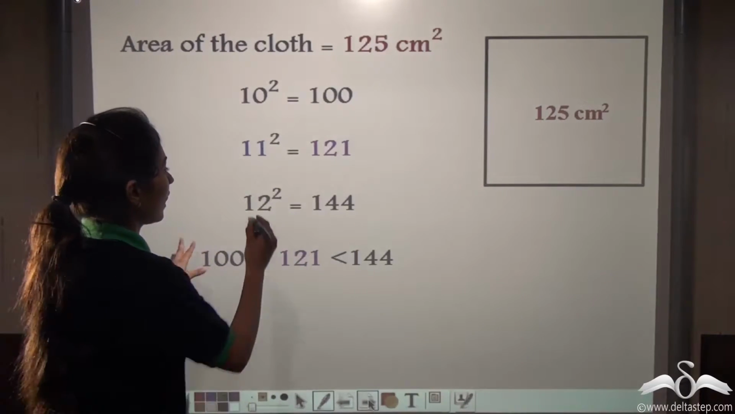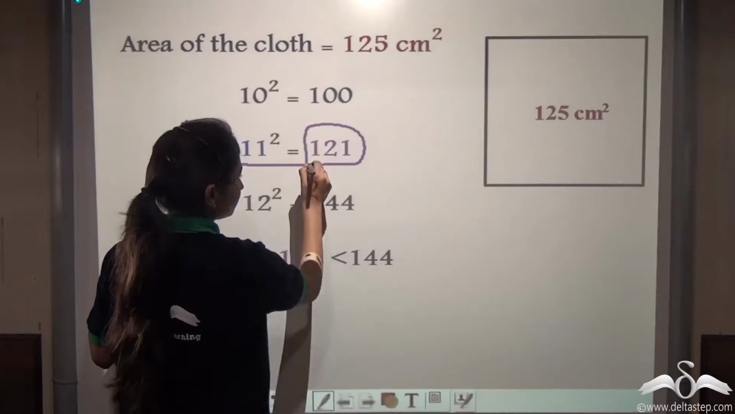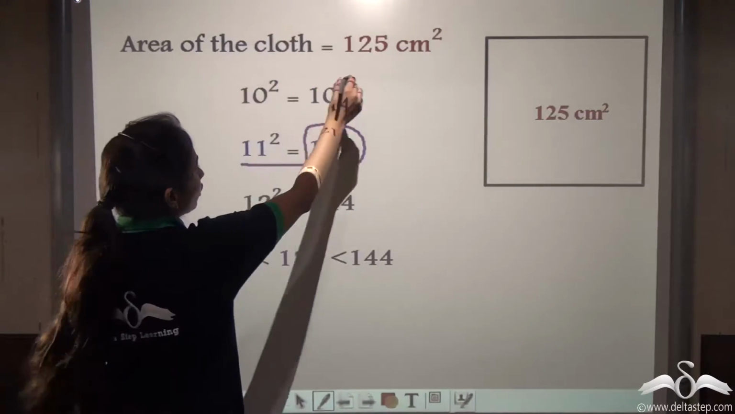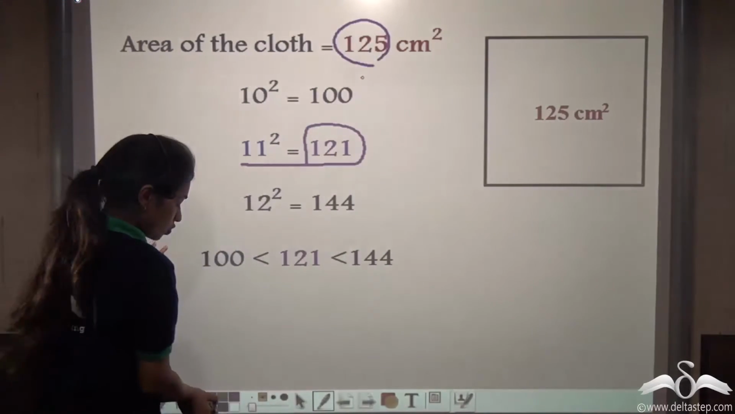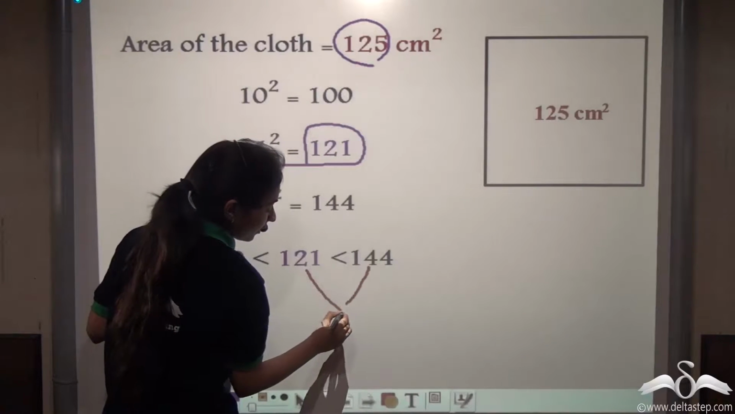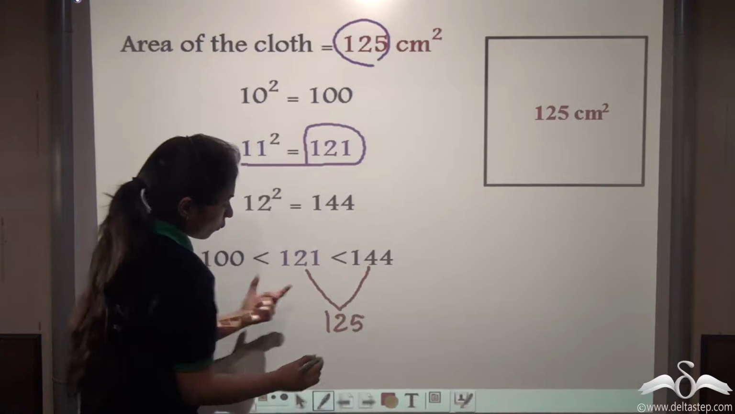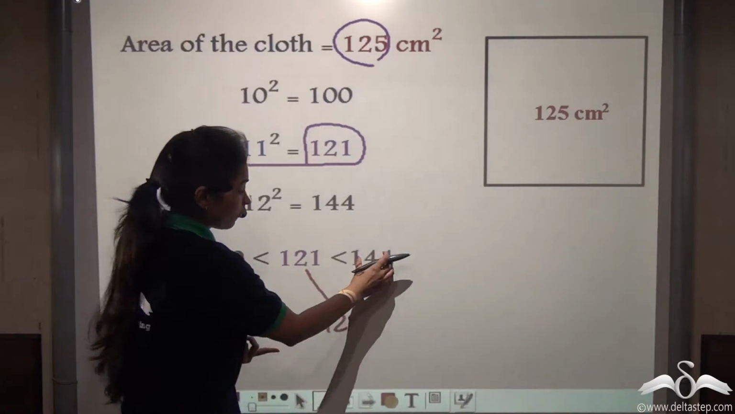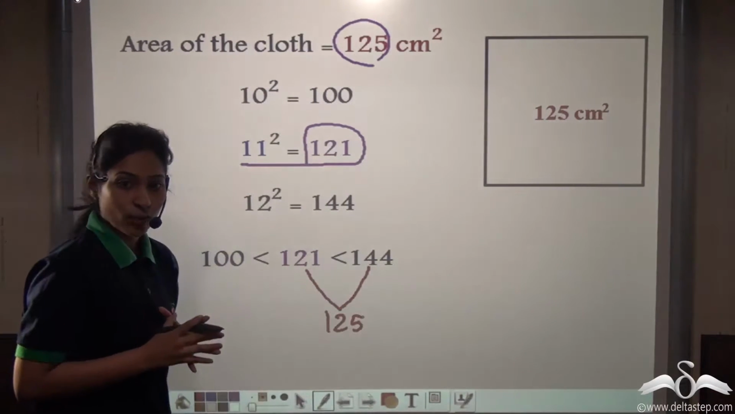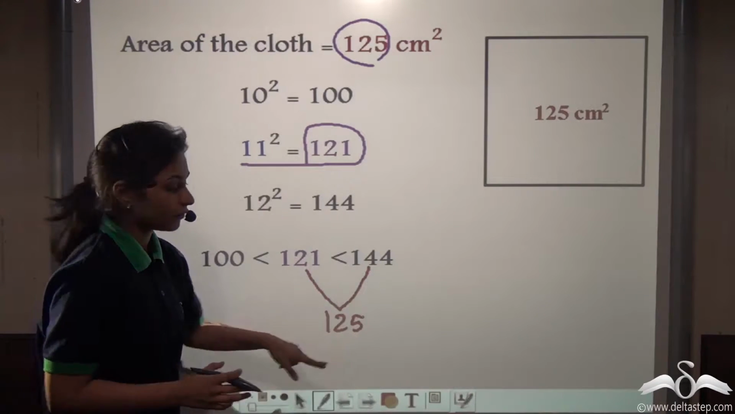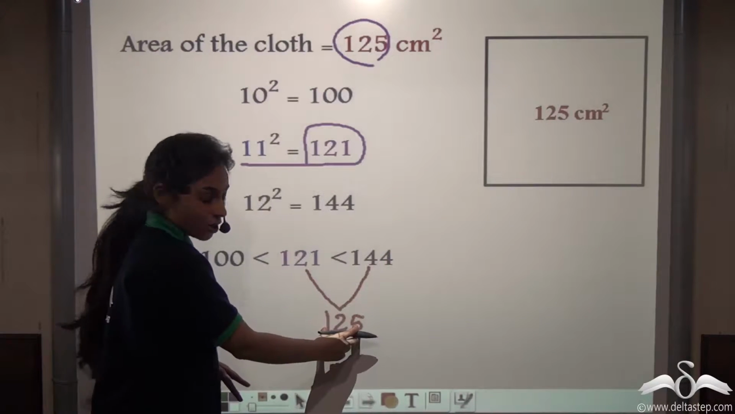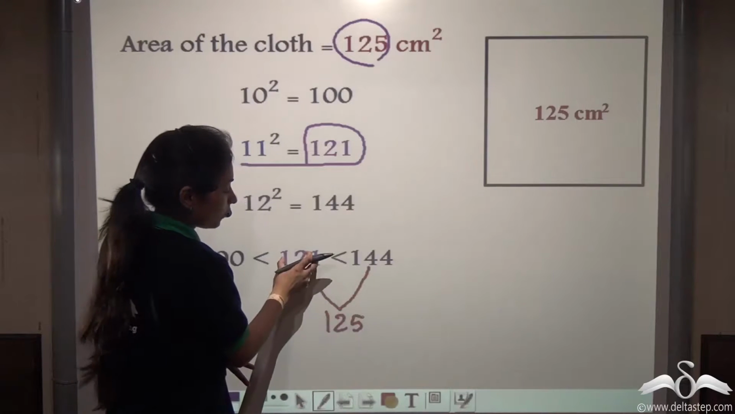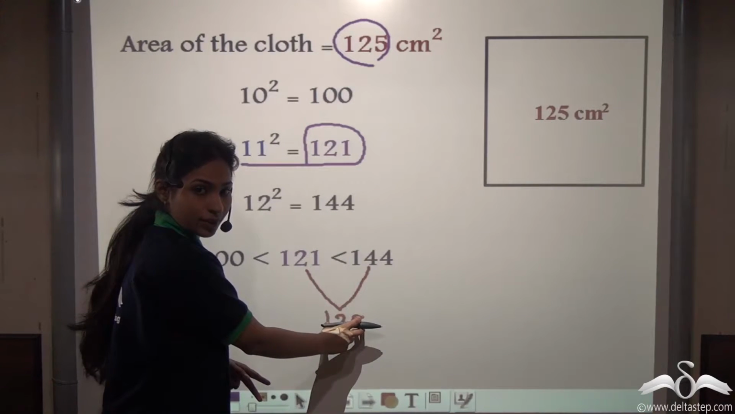So we saw that 11 square was 121. Right? Now the area of the cloth we are having is 125. So we can say that 125 lies between this 121 and 144. 144 and 121 are the two squares closest to 125. Now 144 is greater than 125 and 121 is lesser than 125.